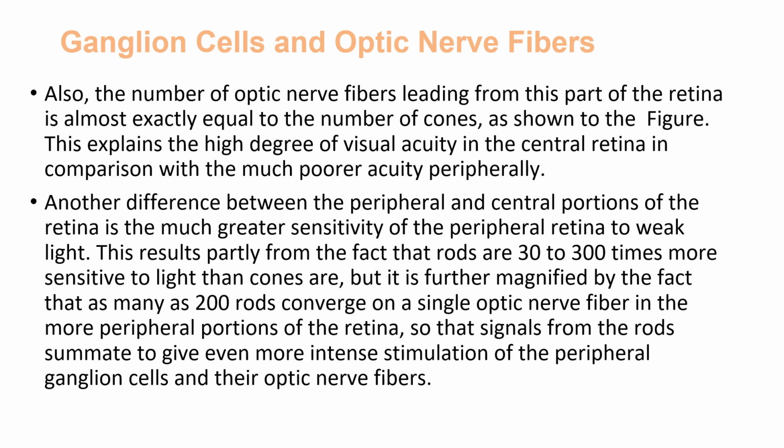Another difference between the peripheral and central portions of the retina is the much greater sensitivity of the peripheral retina to weak light. This results partly from the fact that rods are 30 to 300 times more sensitive to light than cones are, but it is further magnified by the fact that as many as 200 rods converge on a single optic nerve fiber in the more peripheral portions of the retina, so that signals from the rods summate to give even more intense stimulation of the peripheral ganglion cells and their optic nerve fibers.